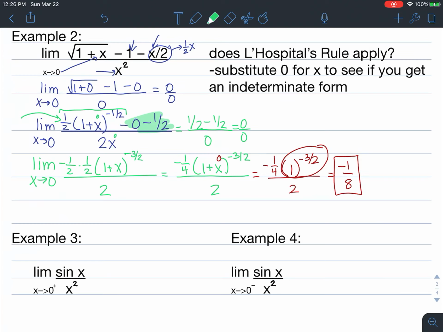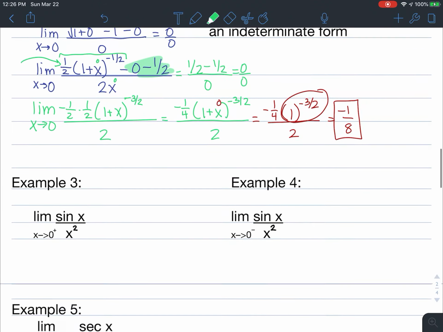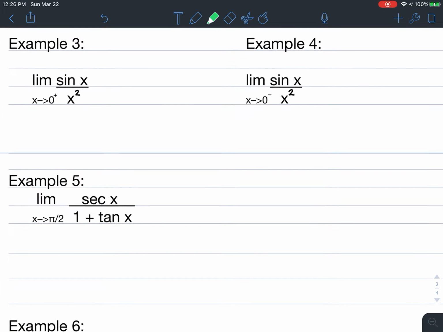I certainly would not have wanted to deal with this and multiplying by a conjugate. I don't even know how I would do that. That's horrible. I guess I would split it up into 3 little fractions, but this was still better. Okay, let's try some more examples.